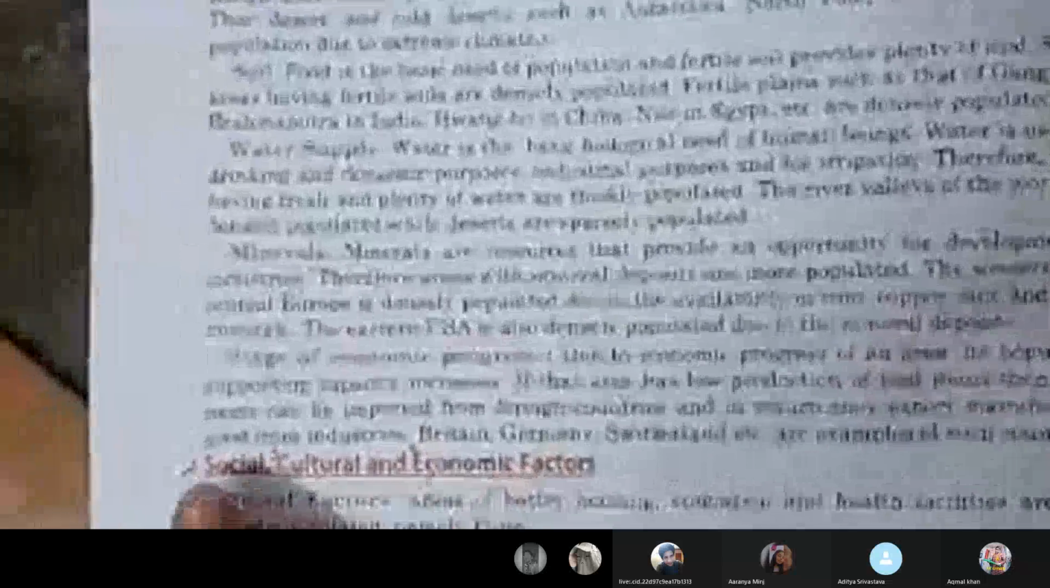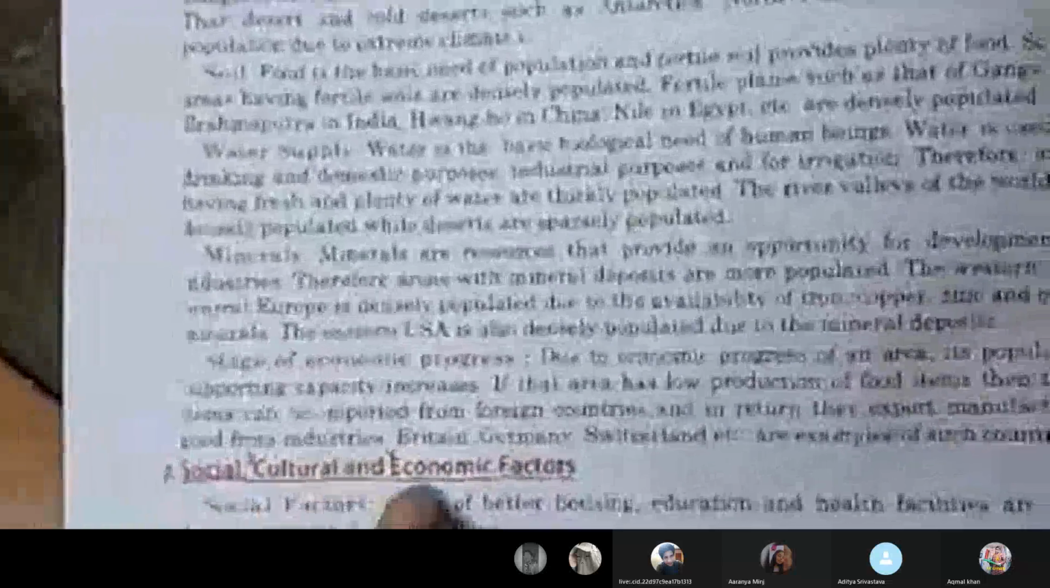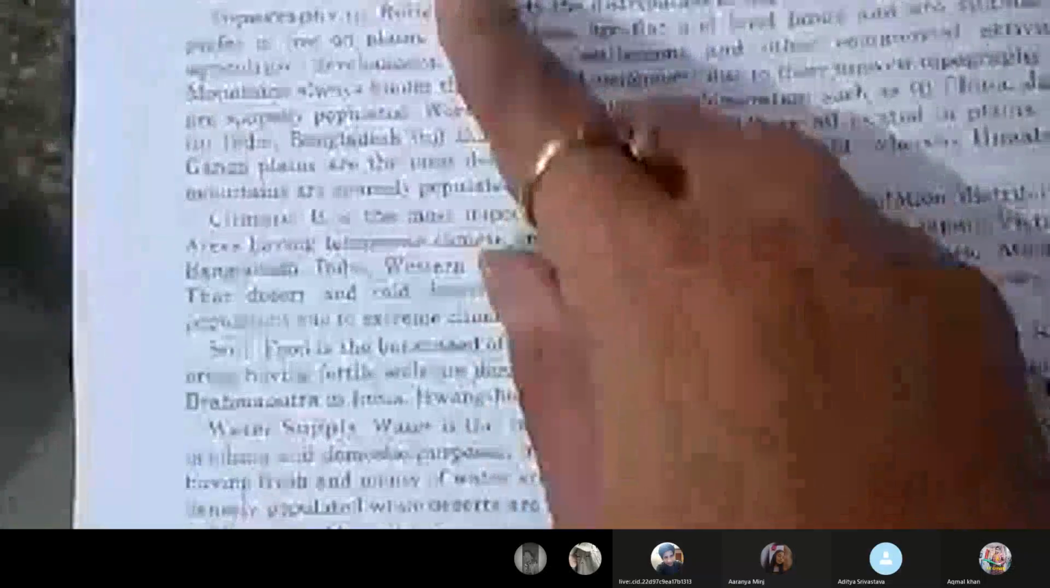Okay, now we come on to socio cultural and economic factors. Now we will take them as second, third and the fourth factor. So factors affecting distribution of population. First is geographical factors, and we discussed all of them, the subheadings under it. Now we come on to social factors. Then we'll go on to cultural, and then in the end, we'll go on to the economic factors.